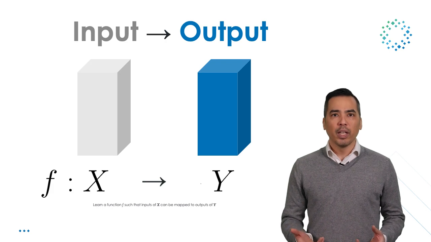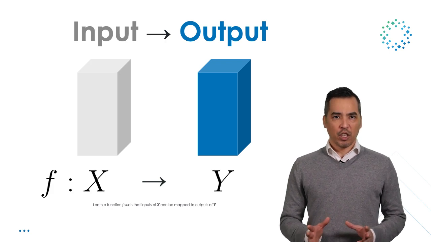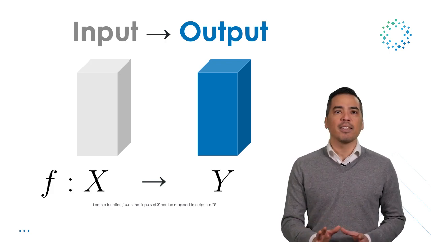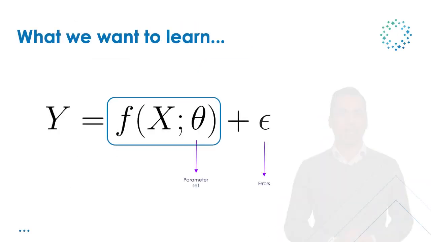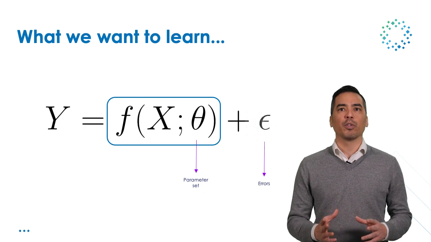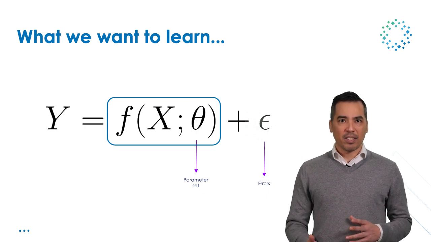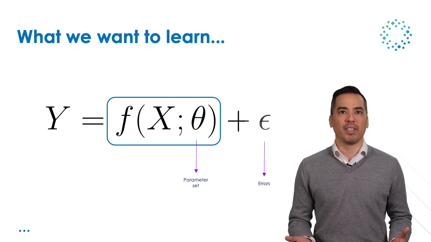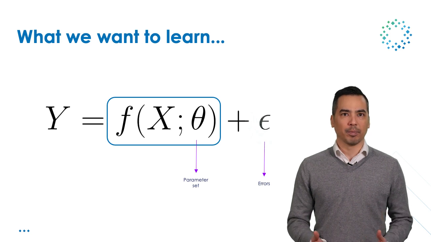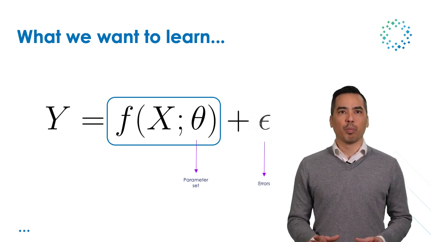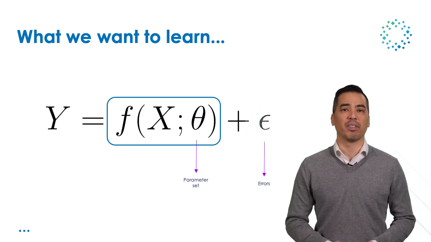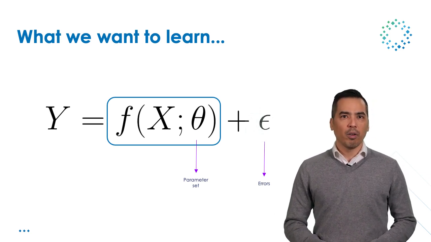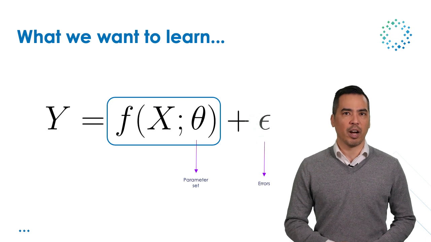So more formally, we learn a function f such that the inputs x can be mapped to its output y. In other words, we want to learn the function f that depends on x and the parameter set that will best predict y. Because it might not be possible to predict exactly the corresponding target value for every example in the set, we seek to learn the model that will reduce the overall prediction error.